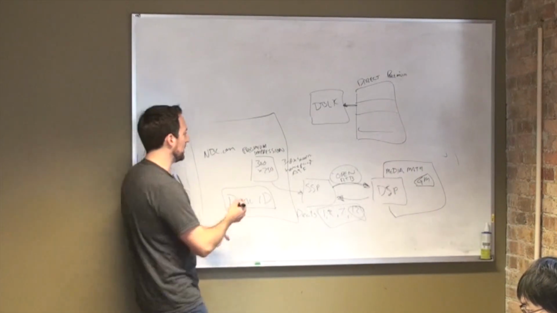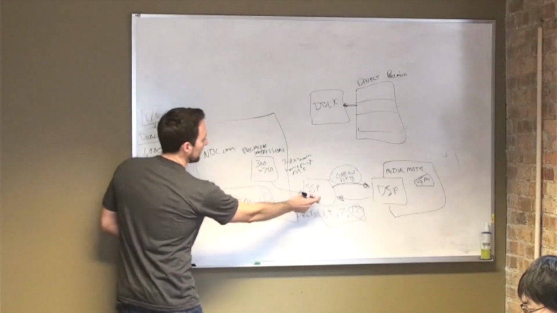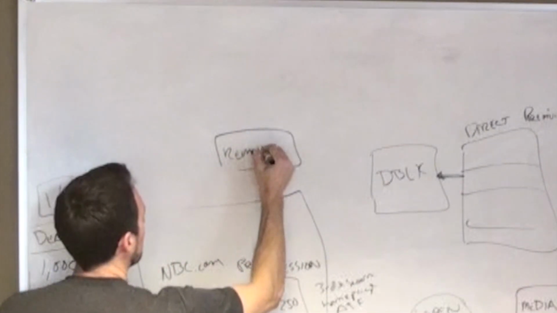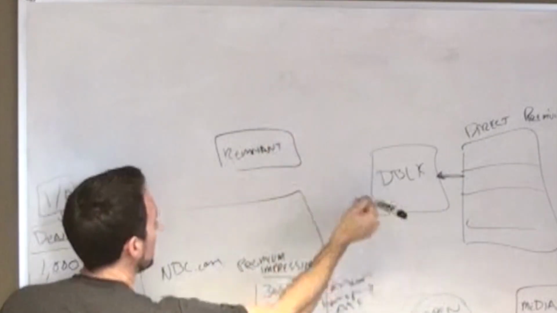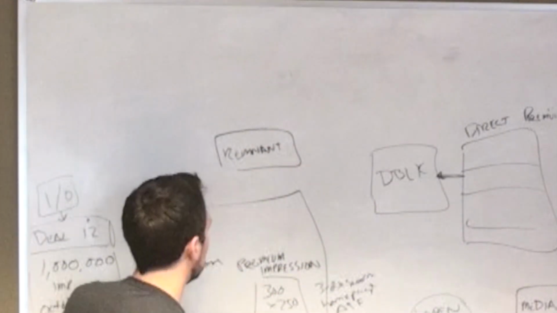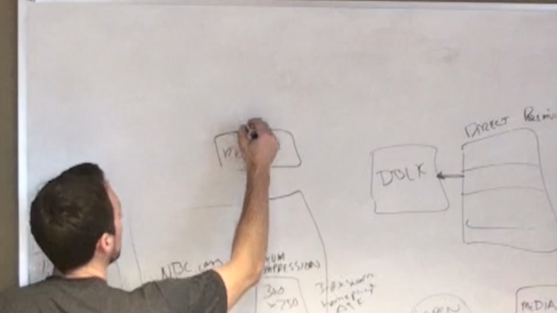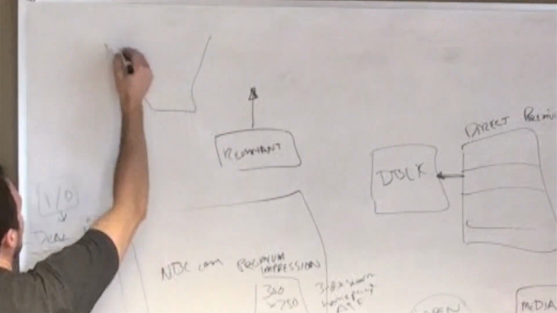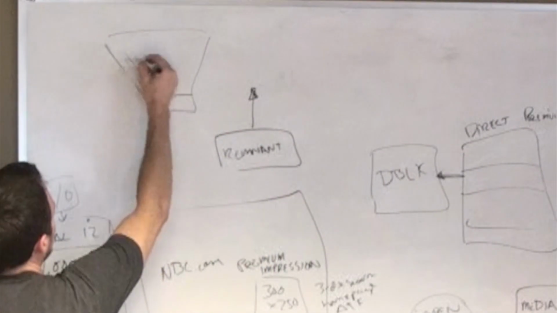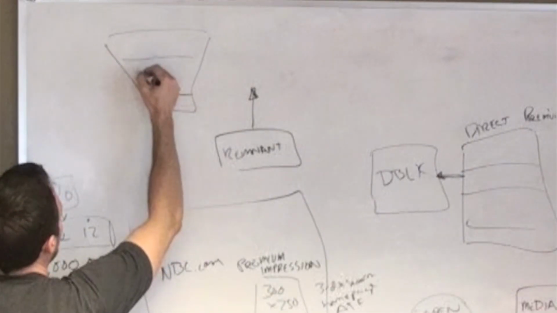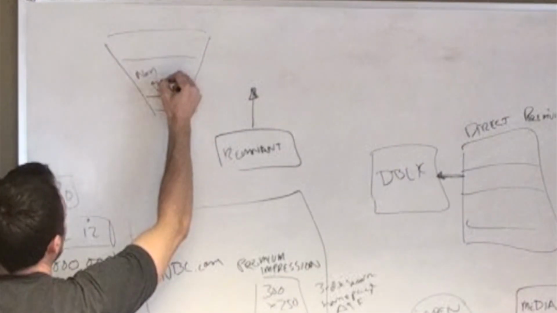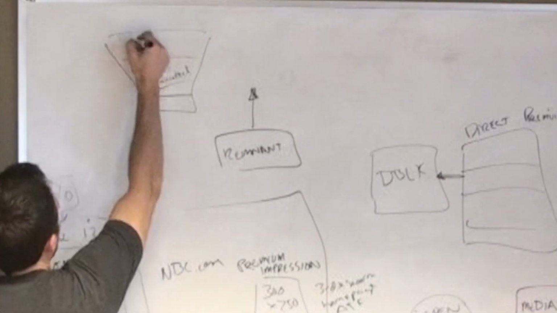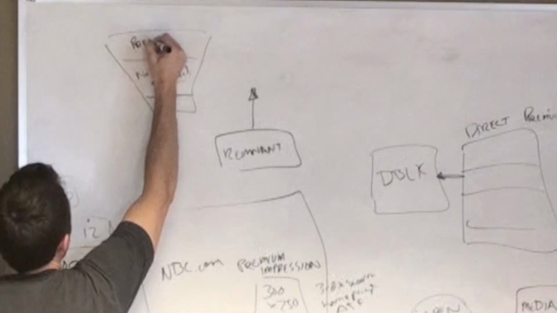And what ends up happening is that the SSPs were started off in the remnant space, and so did the DSPs for that matter, and now are moving up the stack. They represent it as a funnel. So here's remnant, here's your non-guaranteed premium. I can't spell guaranteed either. And then here's your premium. Premium direct sold.